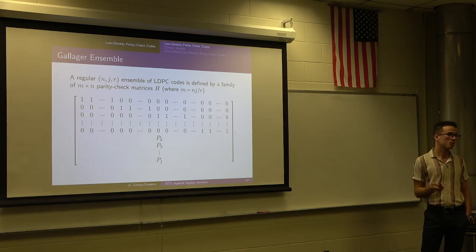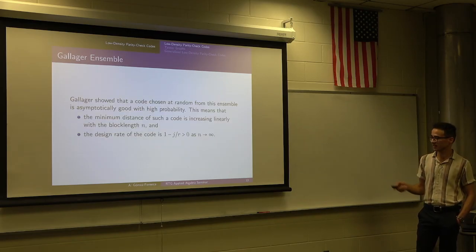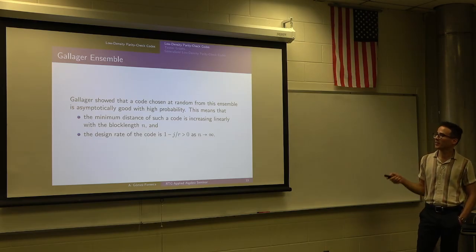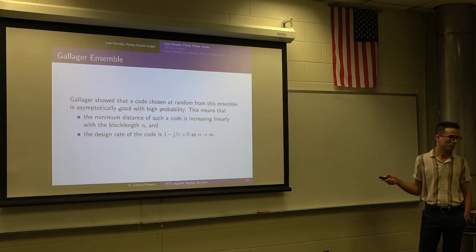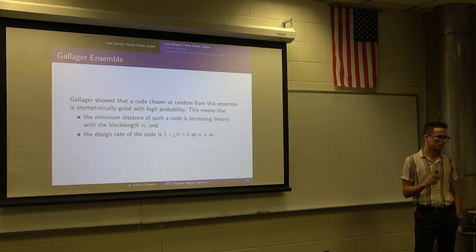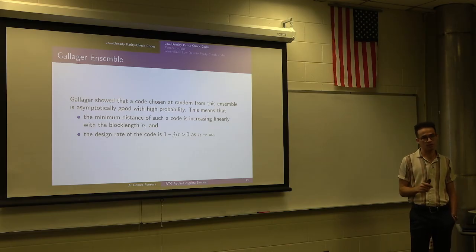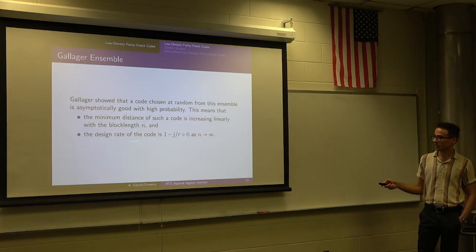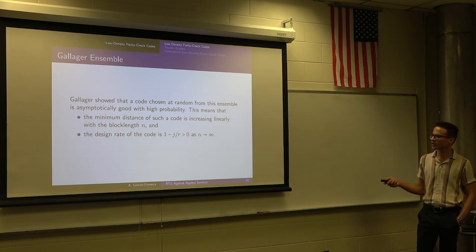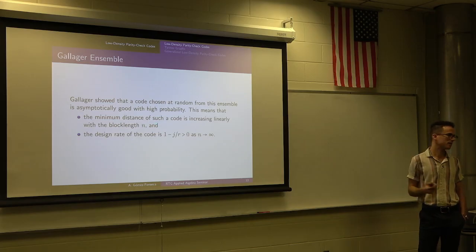And something that he proved in his PhD thesis is that if you pick one of these codes at random, it is asymptotically good with high probability. And that means that the minimum distance of these codes grows linearly with the block length, and also the design rate of the code is bounded away from 0 when you increase the block length. So this is what we mean by asymptotically good.